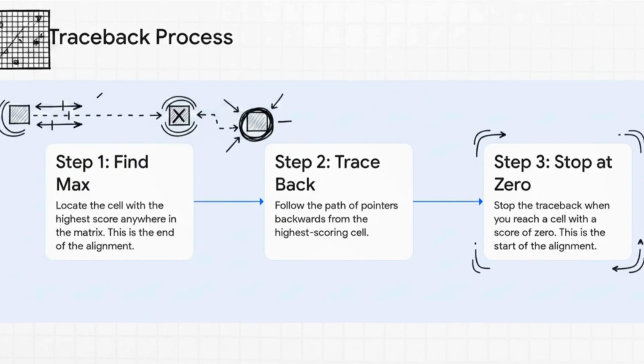Okay, the matrix is full. Now for the fun part, finding our answer. This is called the traceback. And again, Smith-Waterman does it differently. You don't start at the end like you would in global alignment. Nope. You scan the entire grid and find the one cell with the biggest number, the highest score. That's the end of your best match. Then you just follow the path backward from there until you hit a 0. And that 0, that's your starting line. Bam, there's your perfect local alignment.